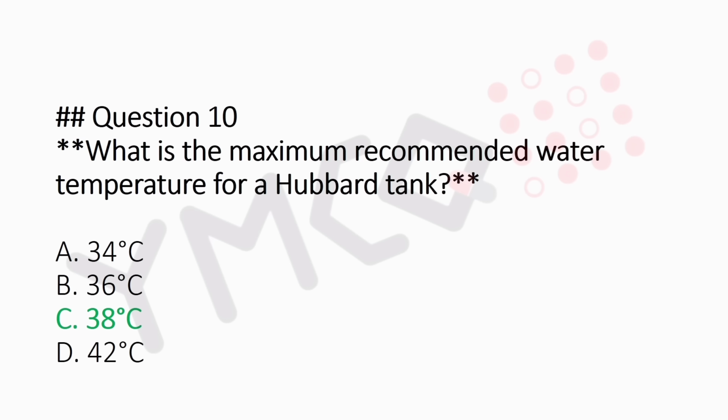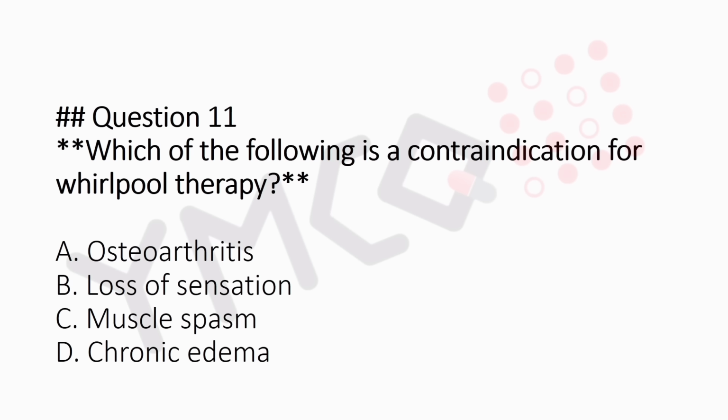Now let's move to question number 11. Which of the following is a contraindication for whirlpool therapy? Option A, osteoarthritis. Option B, loss of sensation. Option C, muscle spasm. Option D, chronic edema. And the answer is option B, loss of sensation.